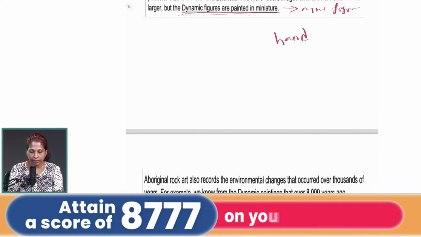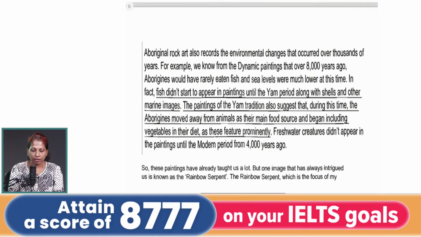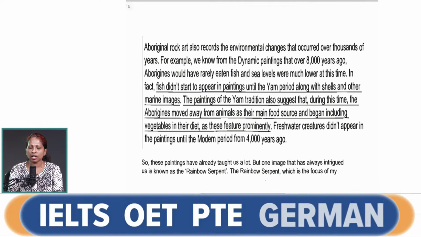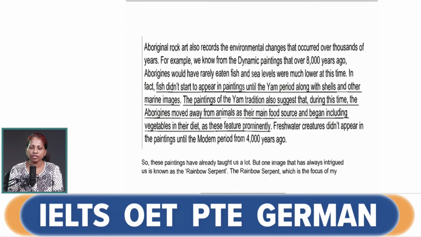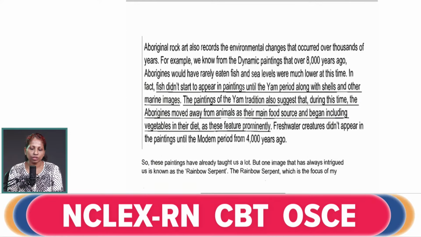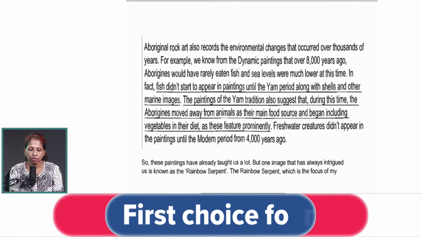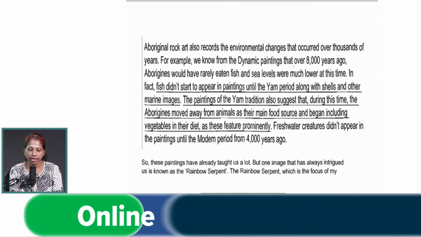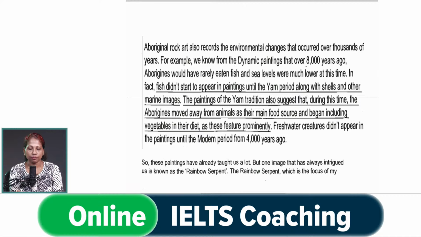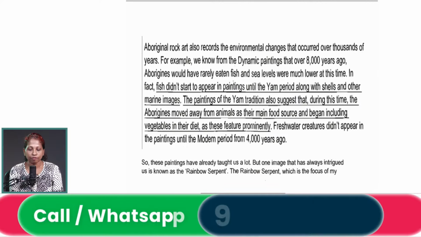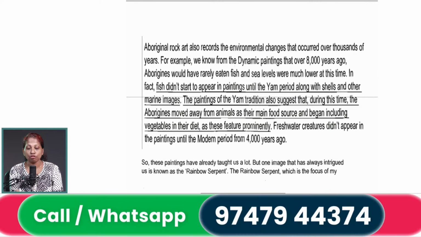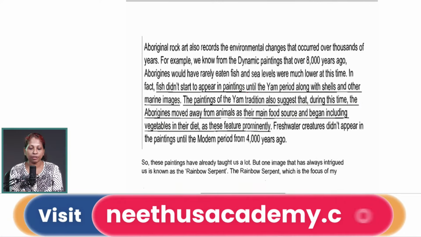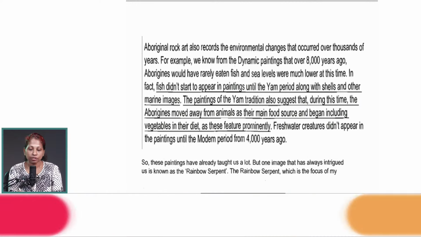Yeah, so we have completed till dynamic and miniatures, right? Next, Aboriginal rock art also records the environmental changes that occurred over thousands of years. For example, we know from the dynamic paintings that over 8,000 years ago, Aborigines would have rarely eaten fish and sea levels were much lower at this time. In fact, fish didn't start to appear in paintings until the Yam period, along with shells and other marine images. The paintings of Yam tradition.